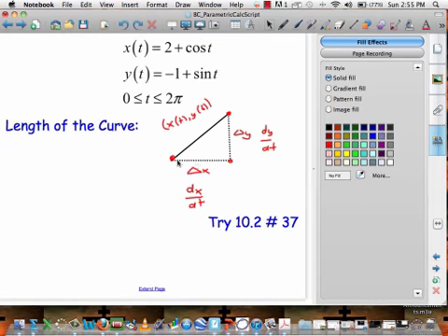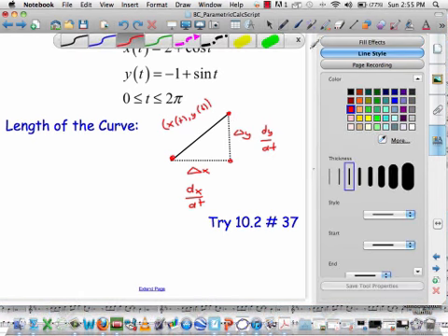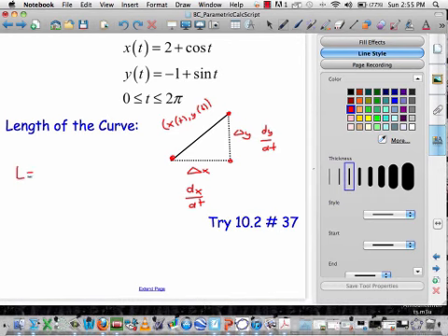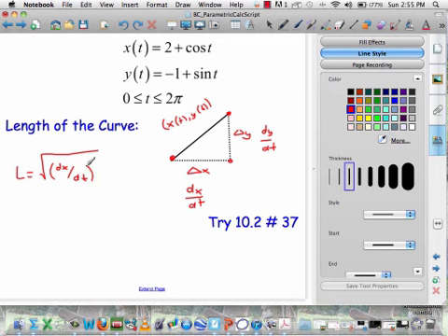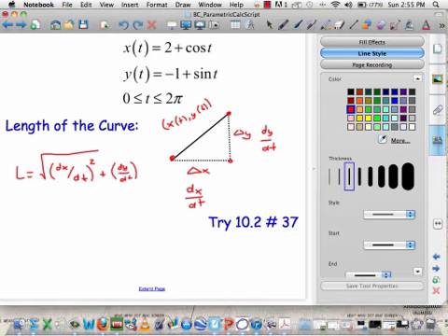Well, your curve looks like a line when you zoom in. This is a right triangle. I can find the distance between these two points with the Pythagorean theorem. So the length of the curve, at least when I zoom in, is going to be the square root of dx dt squared plus dy dt squared. If you're saying this looks familiar, how we derived the other length of the curve formula, you're right. It started off the same way.